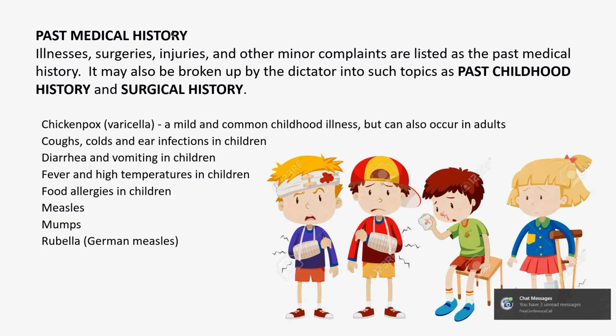Okay, then they come to your past medical history. Now, past medical history, they might just say past medical history and throw it all in there. That will include your past illnesses, surgeries, injuries, and other complaints. They may also make a new section called past childhood history, and they might talk about if you had chicken pox, if you have food allergies as a child and maybe you outgrew them, German measles, and it might include any surgeries you've had as well.